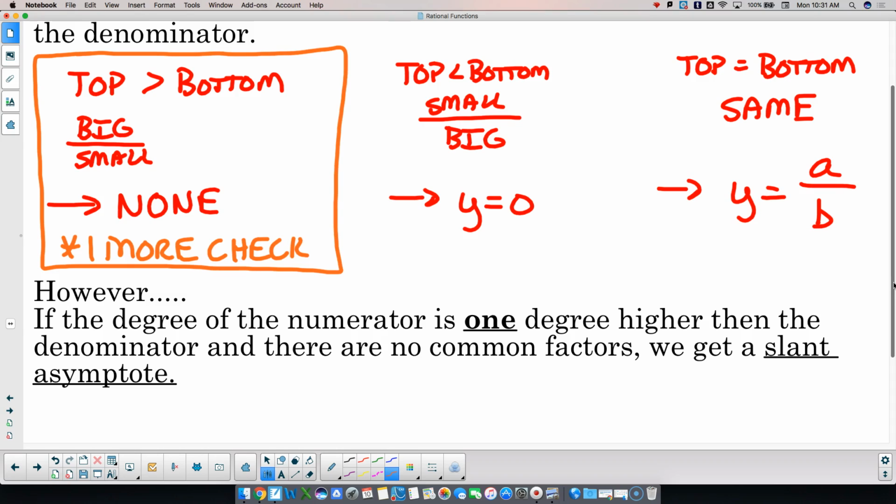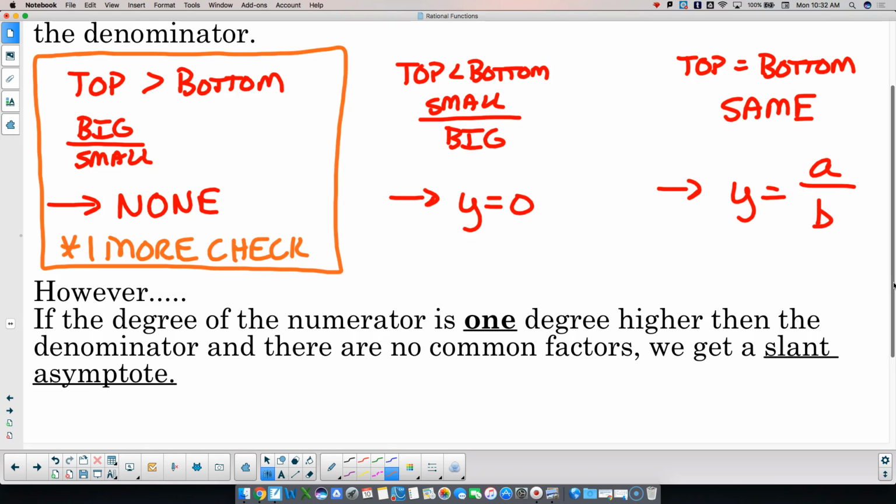If the degree of the numerator is 1 degree bigger than the denominator, after we've done common factors, so we have to have done step 1.5 first, we factored everything out, and the degree of the top is 1 bigger than the degree of the bottom, we get something in that case called a slant asymptote.